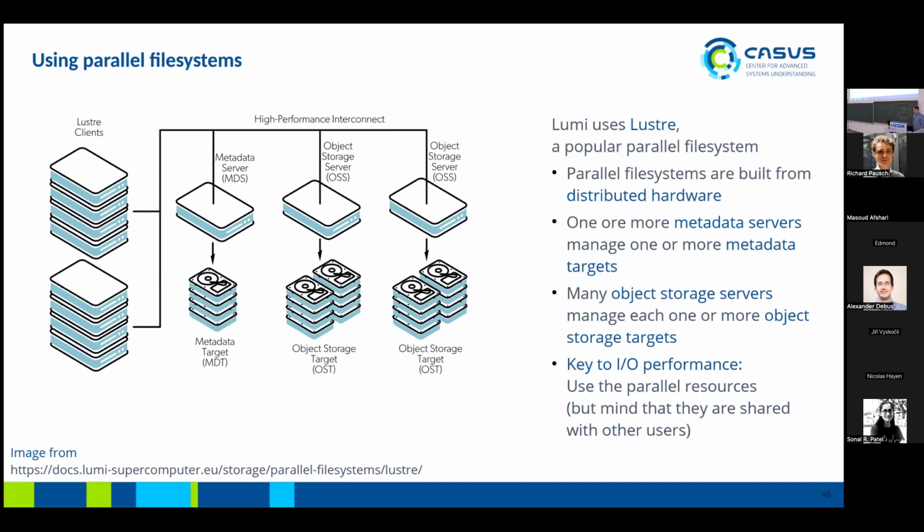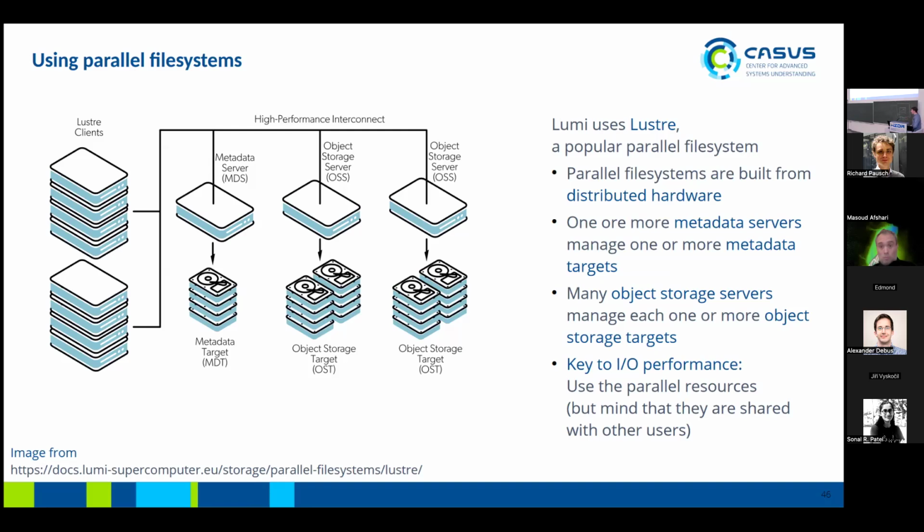a parallel file system itself consists of several servers. Those can be metadata servers and object storage servers. Metadata servers are those that, upon reading or writing data, need to be addressed first in order to find out where the actual data is distributed, because it can be distributed over several object storage servers, which themselves again manage several object storage targets.